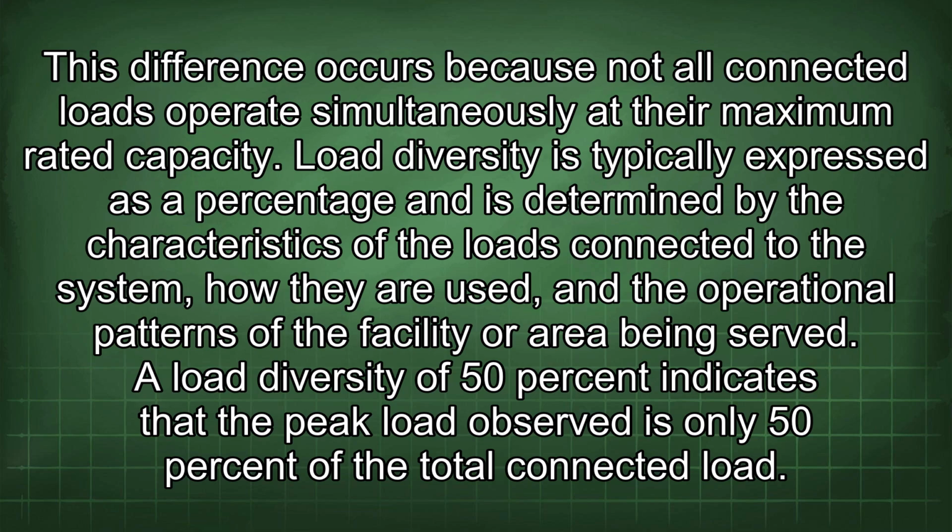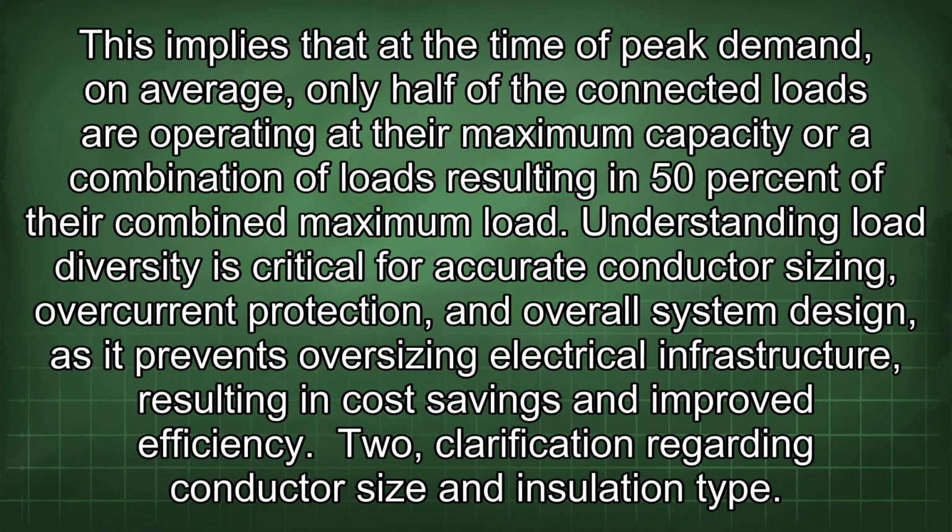Load diversity is typically expressed as a percentage and is determined by the characteristics of the loads connected to the system, how they are used, and the operational patterns of the facility or area being served. A load diversity of 50% indicates that the peak load observed is only 50% of the total connected load. This implies that at the time of peak demand, on average, only half of the connected loads are operating at their maximum capacity, or a combination of loads resulting in 50% of their combined maximum load.